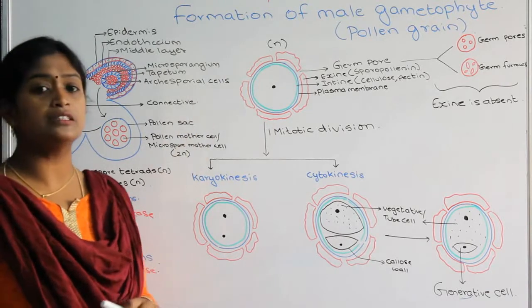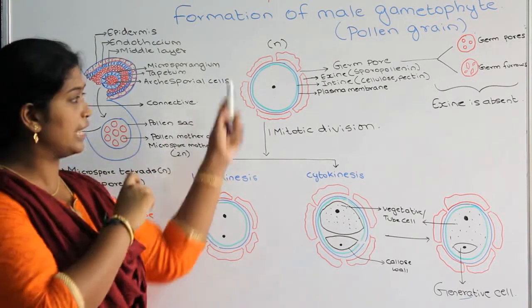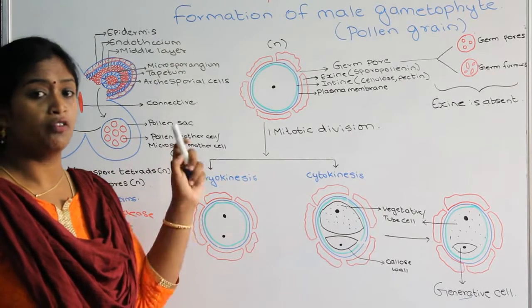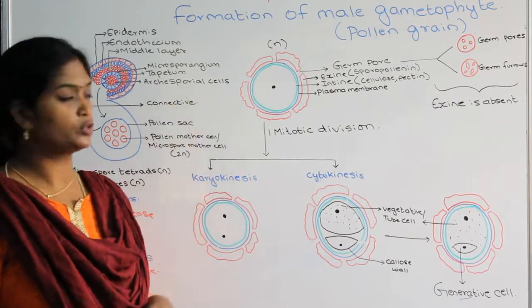In certain places, the exine is absent, and these areas are called the germ pores, from which the pollen tubes move out.